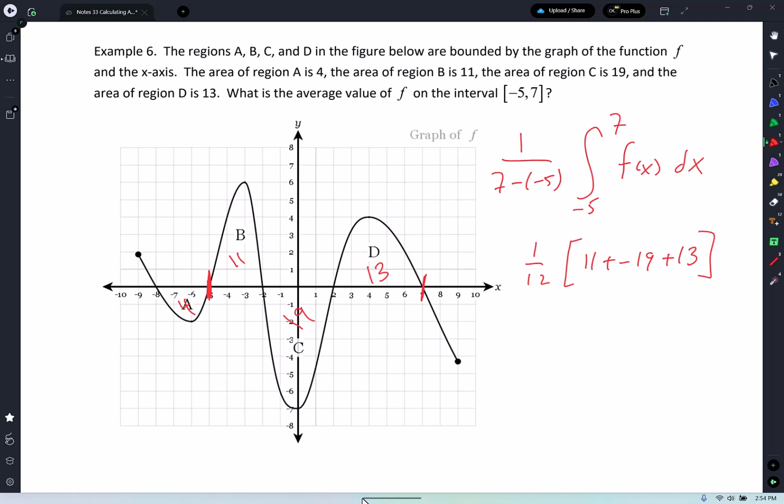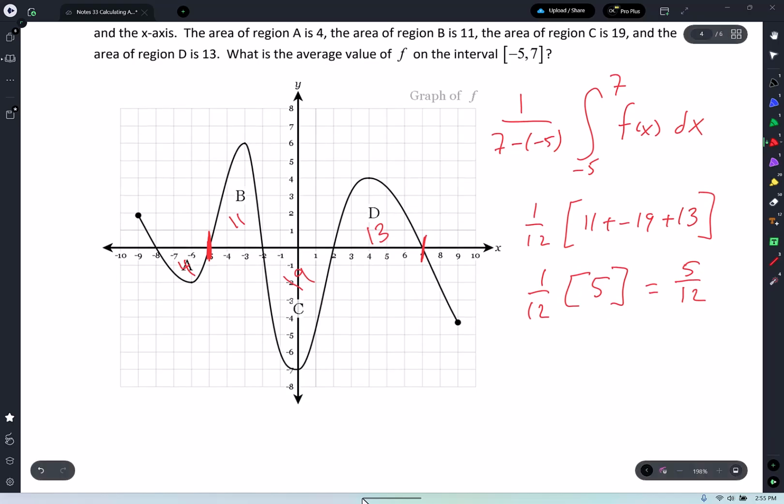All right, here we go, guys. I'm going to add them up. The difference between 11 and 19 is 8, but the 19 was negative, so that's -8. And the difference between -8 and 13 is 8, 9, 10, 11, 12, yes, 5. So positive 5. So 1/12 times 5. I think that's correct. Multiply them. So 5 over 12 is the average value. Does that make sense, guys?